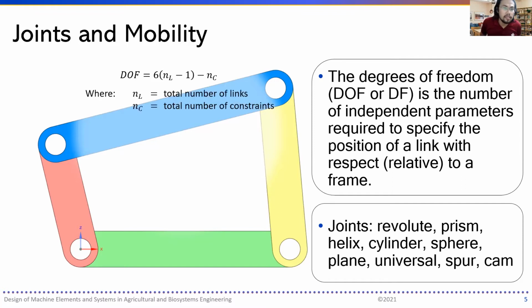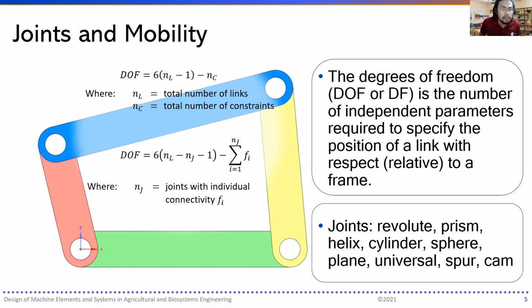NL is the total number of links, while NC is the total number of constraints. There's a better formula that involves the joints, and that would be the DOF, the degrees of freedom, is equal to 6 times NL minus NJ minus 1, minus the summation of f of I from I equals 1 to n sub j, and n sub j is just the joints with individual connectivity f of I.